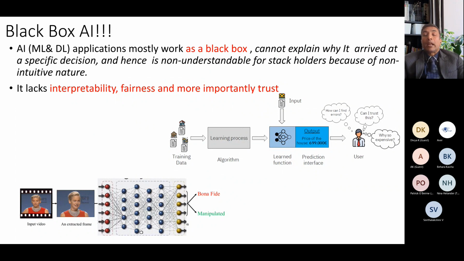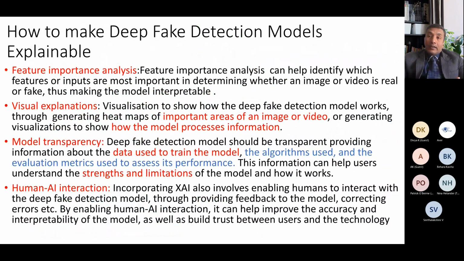Likewise, if you are using an application that suggests the price of a house, it will just suggest a price, like so many thousand pounds, but it will not tell you why it is suggesting this price, which means that it is lacking an explanation. It is lacking interpretability. So the idea here is that once we have a classification model that can identify whether a video is fake or not, can we make this model explain its decision, why it has reached this decision? So how can we make this deepfake model explainable or interpretable?